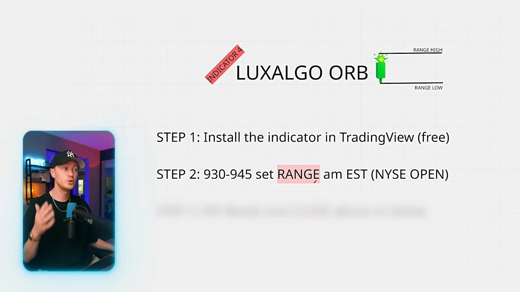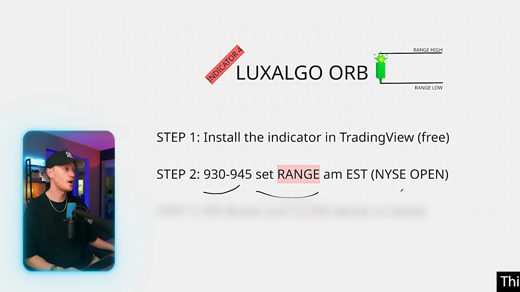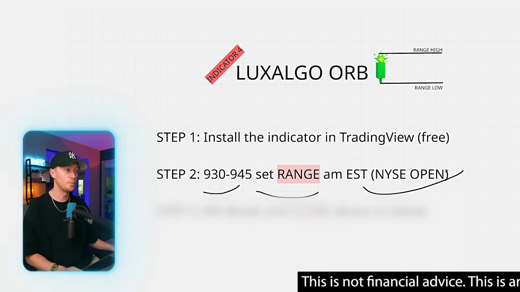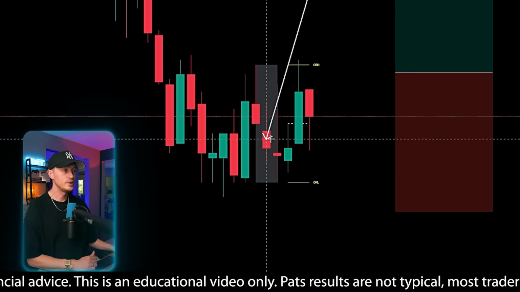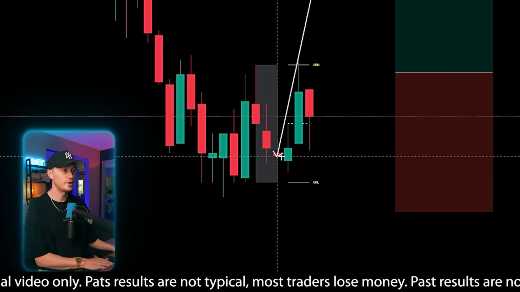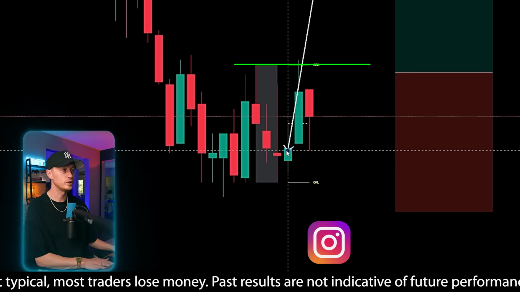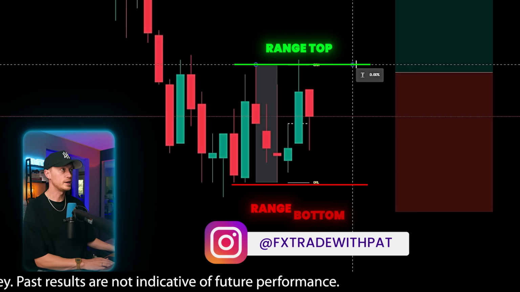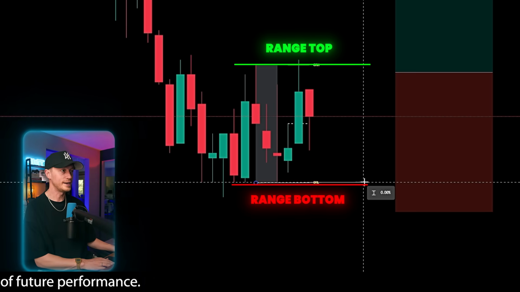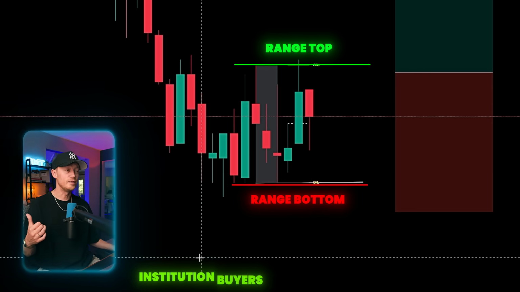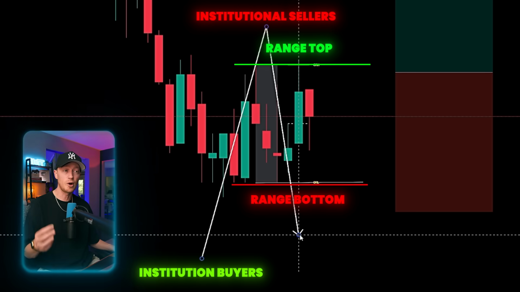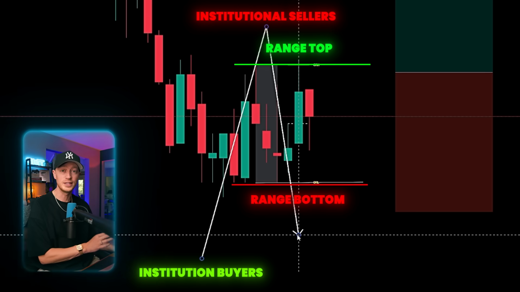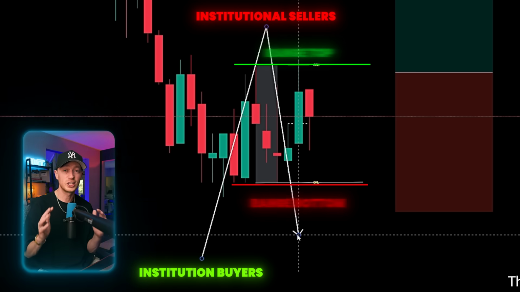Now for step 2, the indicator is going to set the range at 9:30 to 9:45, the New York Stock Exchange open. So look at these candles right here, 9:30, 9:35, 9:40. So that sets your range from 9:30 to 9:45. You have the top of the range right here, the bottom of the range right here. And why this matters is because you have institutional buyers and institutional sellers coming into the market at this time every single day at the New York Stock Exchange open.